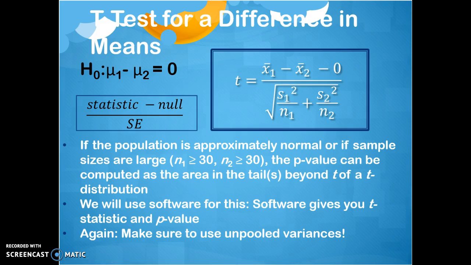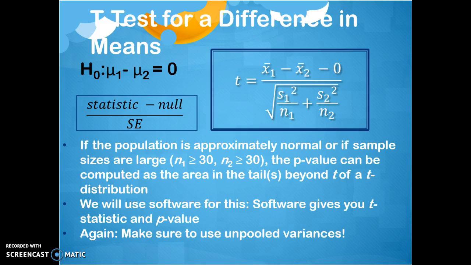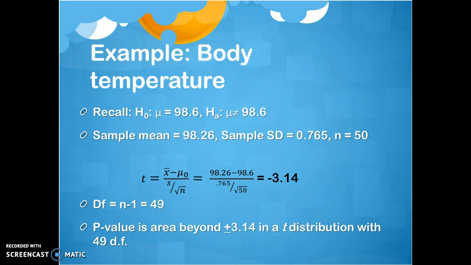Okay. So they're a little bit different, but they give basically the same conclusion. And this is going to happen because this is a theoretical distribution and this is a simulated distribution. So there are going to be some differences that come out for a variety of reasons. The important thing here is that these conclusions agree, regardless of which method I used. Okay, so that's for a single mean.